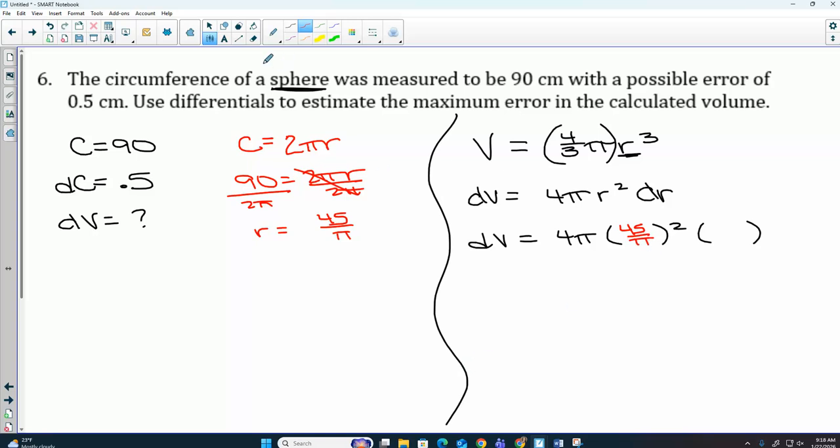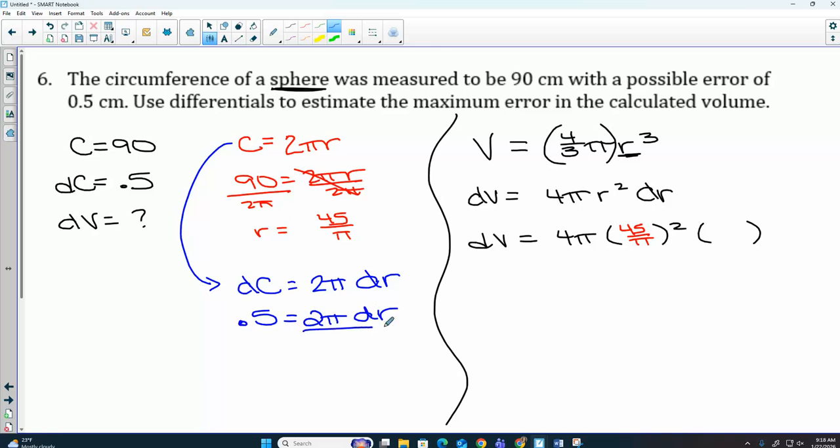For my dr, I'm going to have to take the derivative of this. So the derivative of c would be dc. 2 pi is just my coefficient. The derivative of r would be dr. dc is 0.5 divided by 2 pi. So that's 0.25 over pi, or 1 over 4 pi, either way you want to write it.